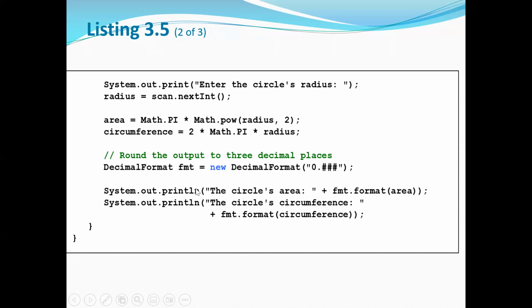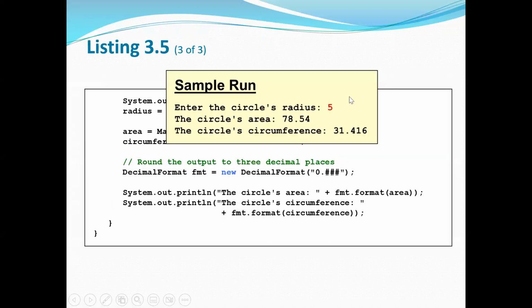So here now we can print our answers for the area and also the circumference. Then we use fmt to format to our suitable decimal places. So here we say the circle's area is fmt.format(area), and the same thing, the circle's circumference is fmt.format(circumference). So this will be the output. We enter 5 as the radius, and we find the area, and we find the circumference, and it gives us the decimal places.